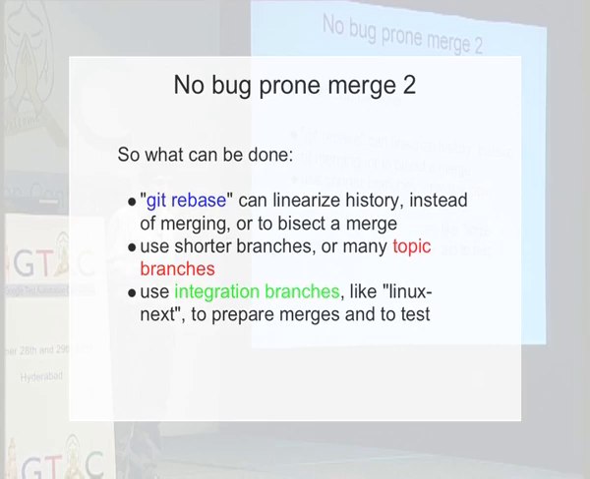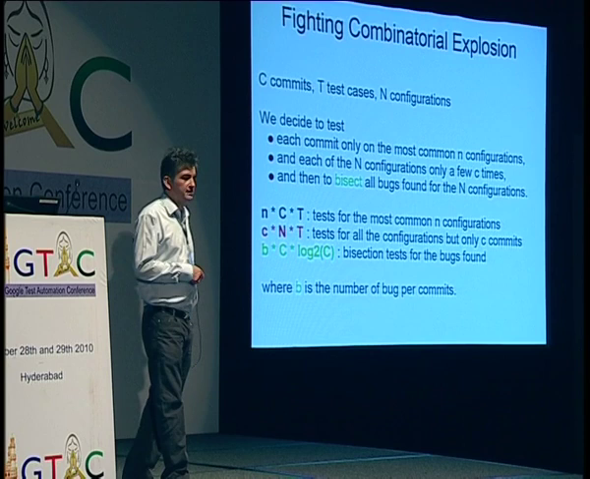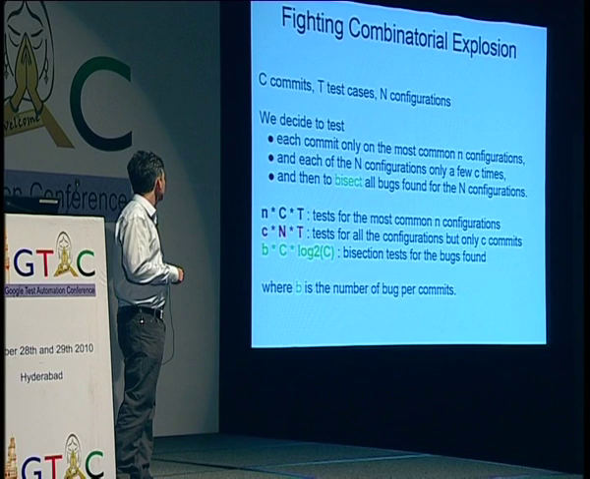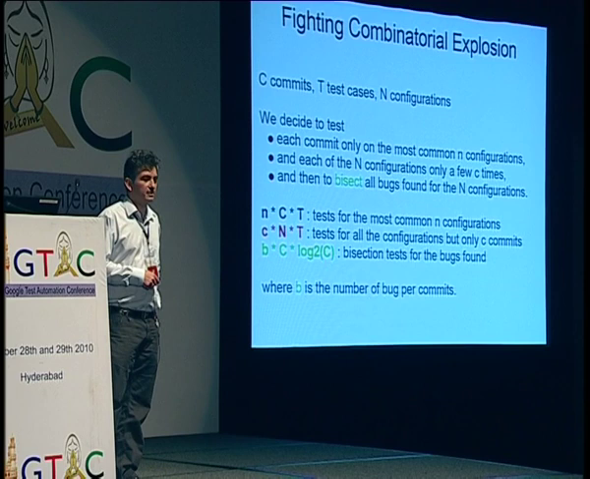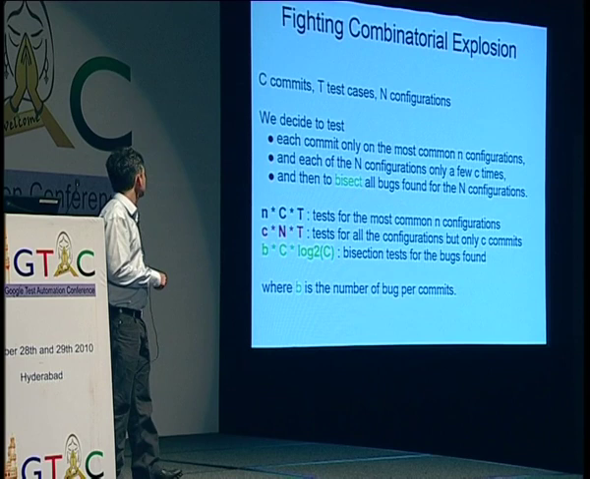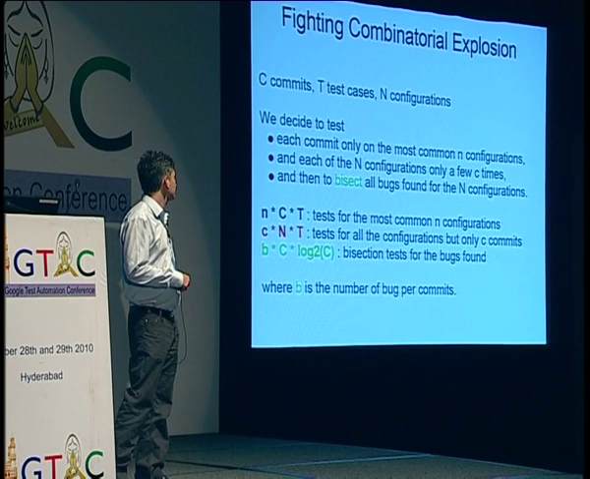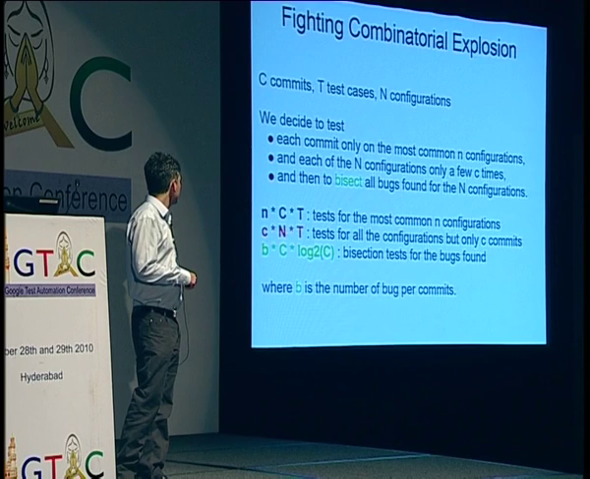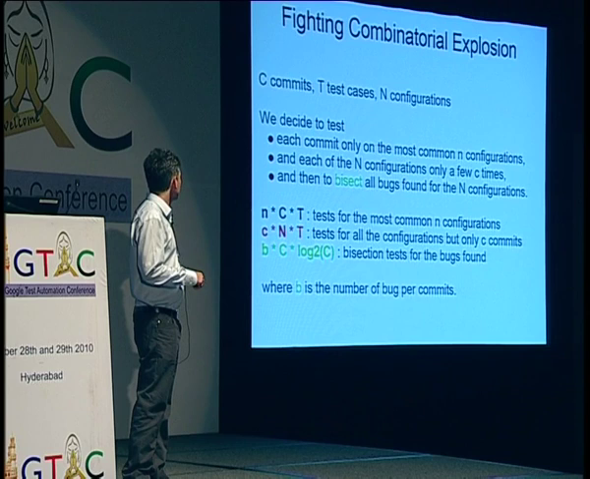So now let's see how you can fight combinatorial explosion with Git bisect. We saw that sometimes there is a really big number of configurations. So what people do is that they don't test each commit on all the configurations. They just choose a small number of configurations, and this means a number like that. And what you can do too is that you run your test suite not on all the commits, but only on a few of them.